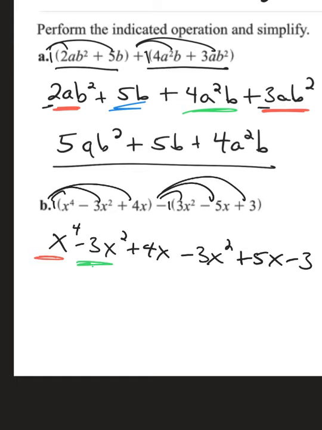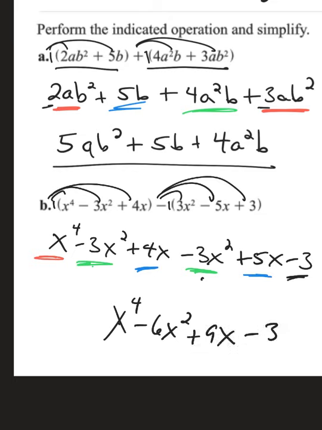Then I have an x squared term. Here's an x squared term. I have an x term. Here's an x term. And then I have my constant. So if I write this out, x to the fourth is going to be my first term. I'm combining my green terms. Negative 3x combined with a negative 3x is negative 6x squared. 4x combined with a 5x is 9x. And then my constant is at the end. So after I have simplified by combining like terms, I'm left with a 4-term polynomial.